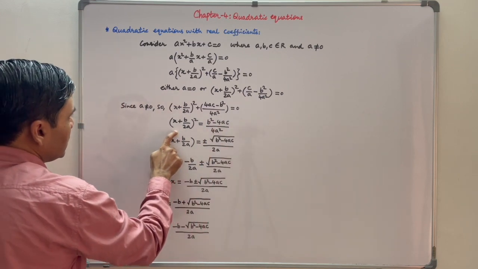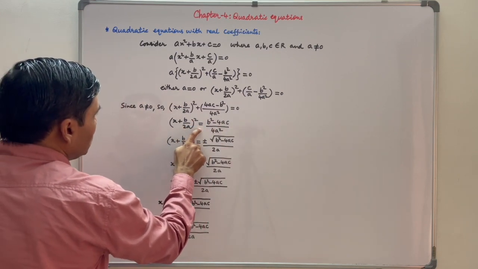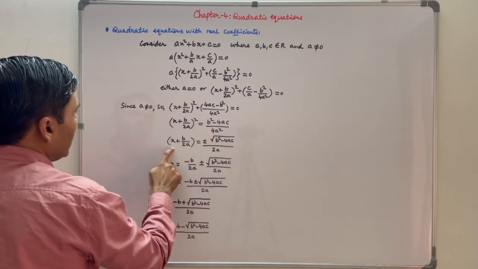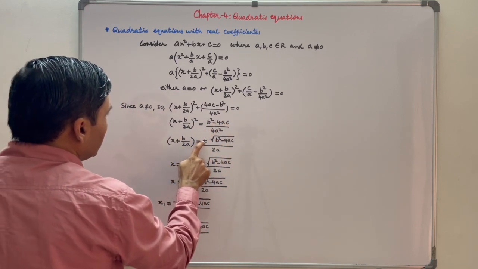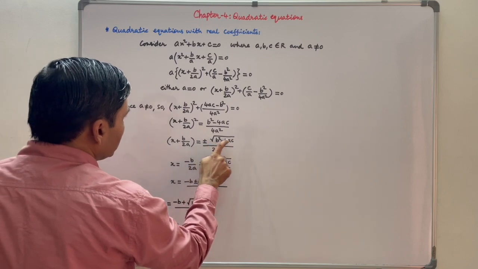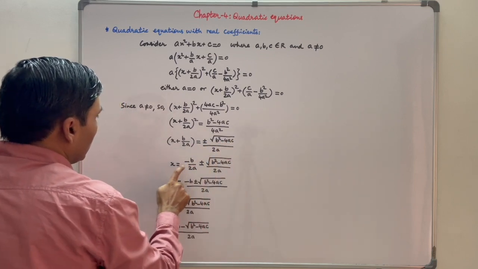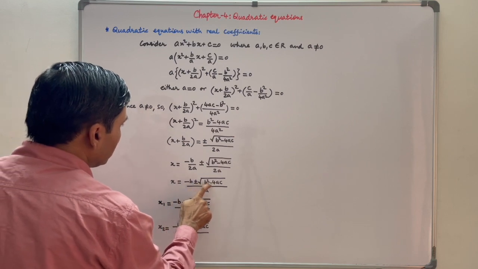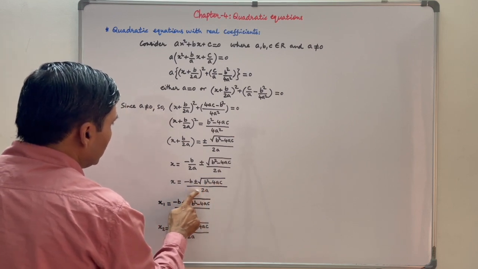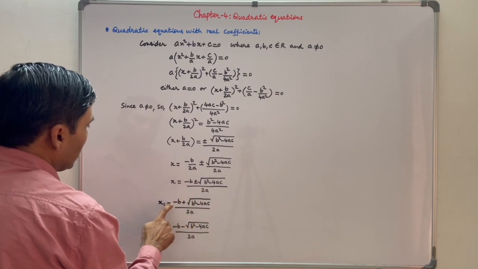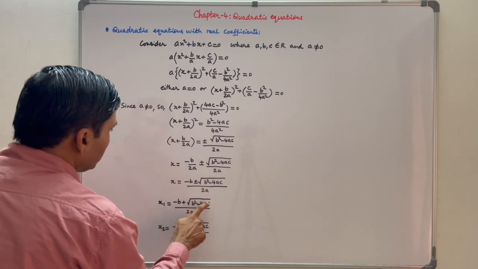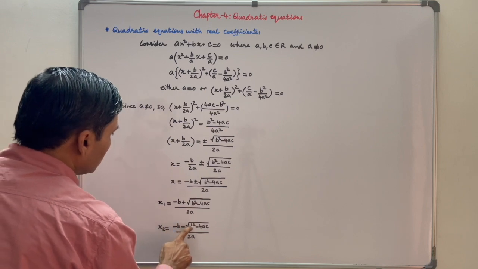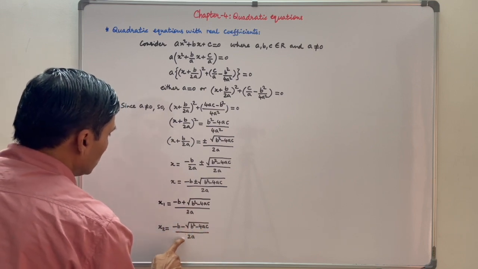So it is (x + b/2a)² = (b² - 4ac)/4a², or x + b/2a = ± √(b² - 4ac)/2a, or x = (-b ± √(b² - 4ac))/2a. So the two roots will be (-b + √(b² - 4ac))/2a and (-b - √(b² - 4ac))/2a.